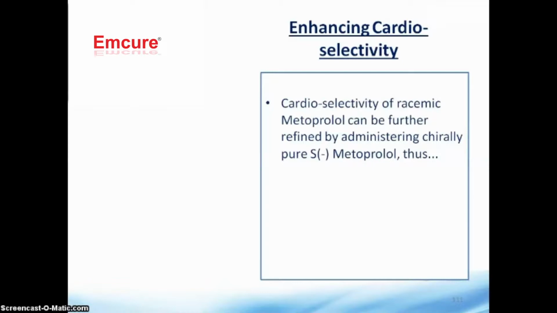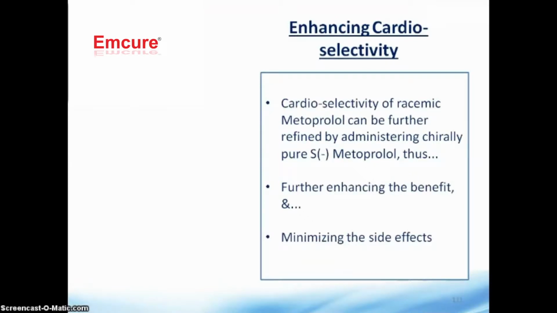So, enhancing the cardioselectivity of the racemic metoprolol can be further refined by administering chirally pure S metoprolol, thus further enhancing the benefit and minimizing the side effects. So, if you need your metoprolol to have more cardioselectivity, then you need to switch over to S metoprolol, that is chirally pure S metoprolol, and after switching over to the chirally pure, you are not only enhancing the cardioselectivity but also enhancing the benefits by simultaneously minimizing the side effects.